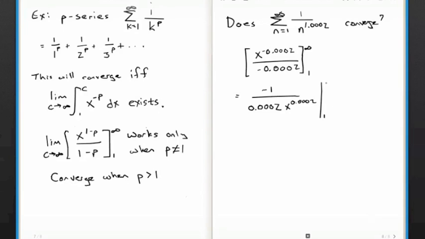And I'm going to evaluate that from 1 to infinity. Well, when I stick an infinity in here, that becomes 0, right? Minus a negative, when I stick a 1 in there, it's just minus negative 1 over 0.0002, because this just goes to 1, which is, I think, 5,000, equals a positive 5,000.